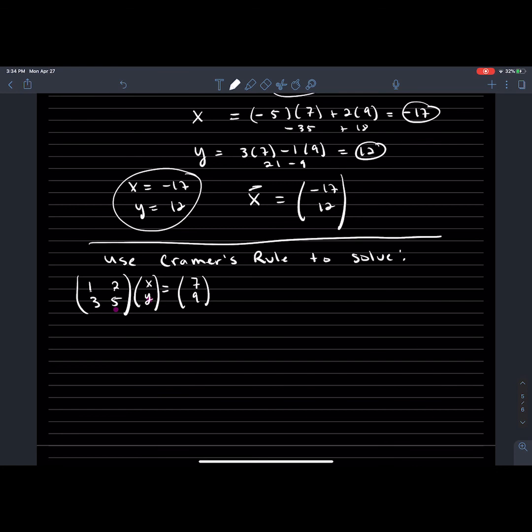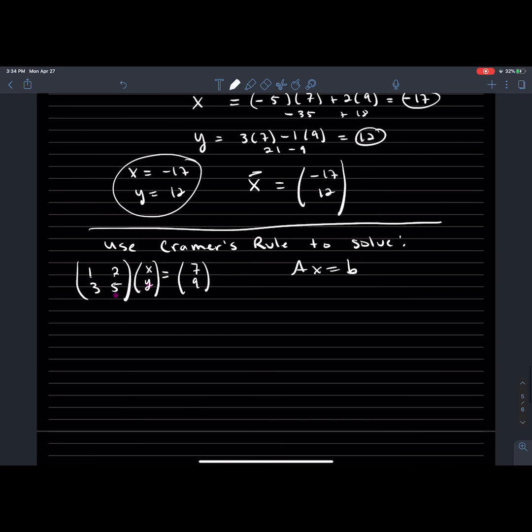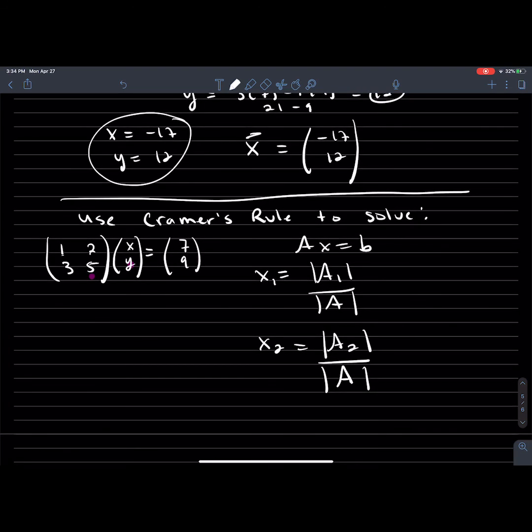So if you remember, if I have AX equals B, this actually works for 3 by 3, 4 by 4, whatever you need. The formula for Cramer's rule is x1, or you have x and y, equals a1 all over a, and x2, or my y, is a2 divided by the determinant of a. So it's the determinant of a1 divided by the determinant of a. But what is a1?